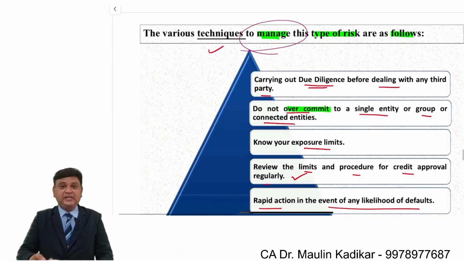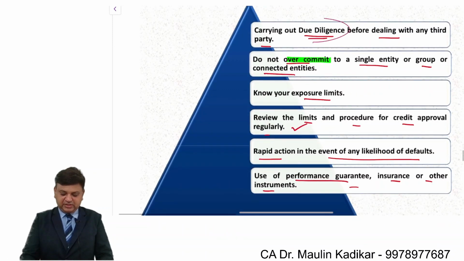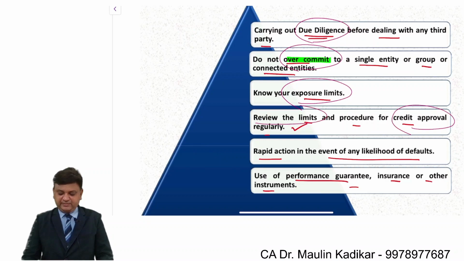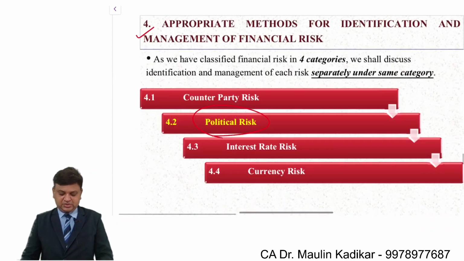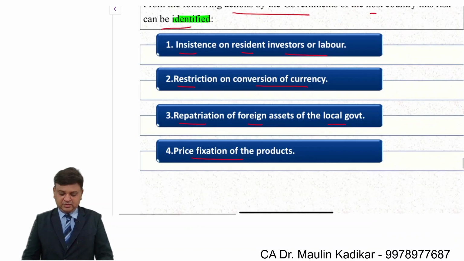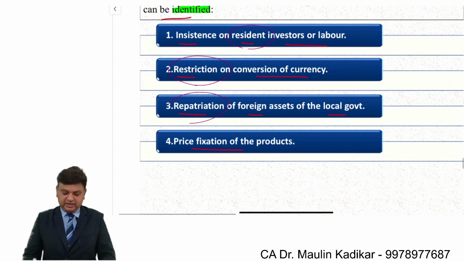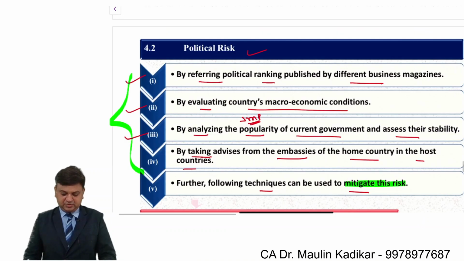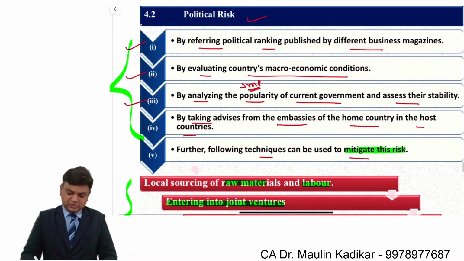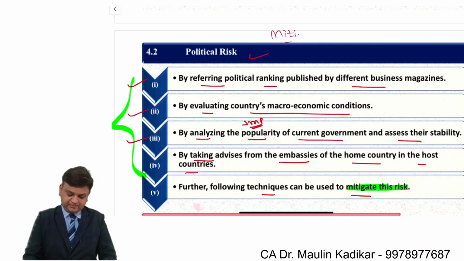How can you manage or mitigate the risk? For that, the due diligence, do not overcommit, know your exposure limit, review the limits for the credit approval, rapid action in case of default, that is performance guarantee, insurance, political risk. In that, insistence on the resident investors or the labor, if at all they do restriction on the conversion, repatriation of the foreign assets of the local government, and price fixation. So how can you mitigate? So these are the methods by which you can have the mitigation.